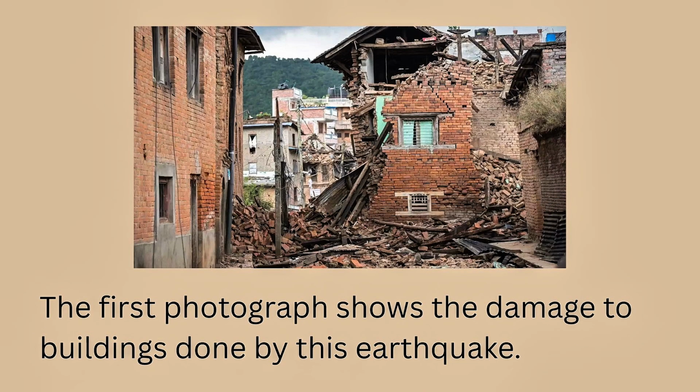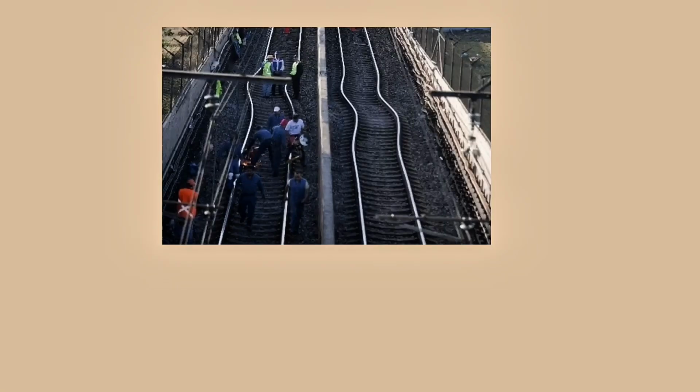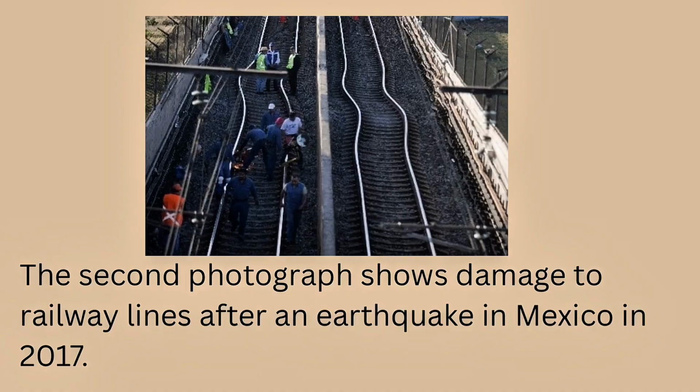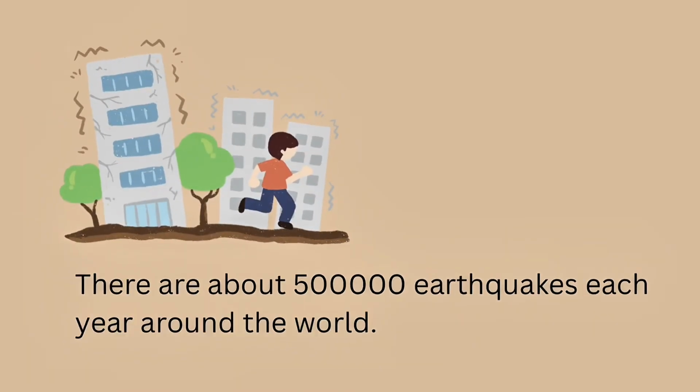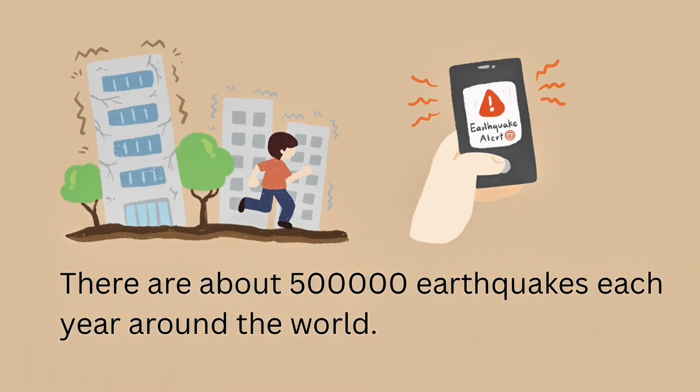The first photograph shows the damage to buildings done by this earthquake. The second photograph shows damage to railway lines after an earthquake in Mexico in 2017. The terrible damage in these photographs is caused by earthquakes. There are about 500,000 earthquakes each year around the world.